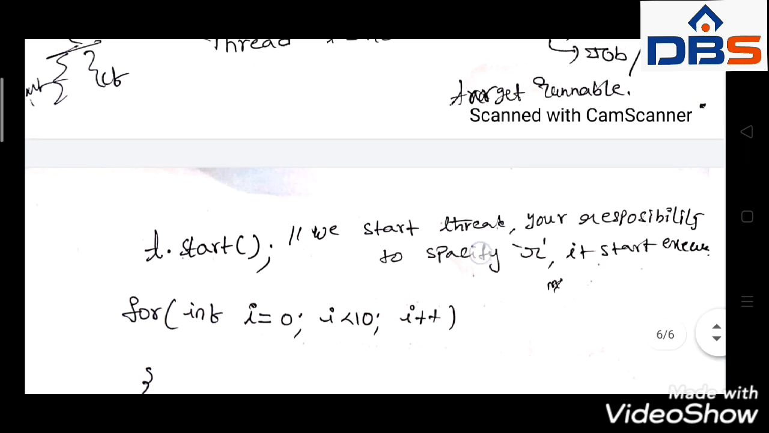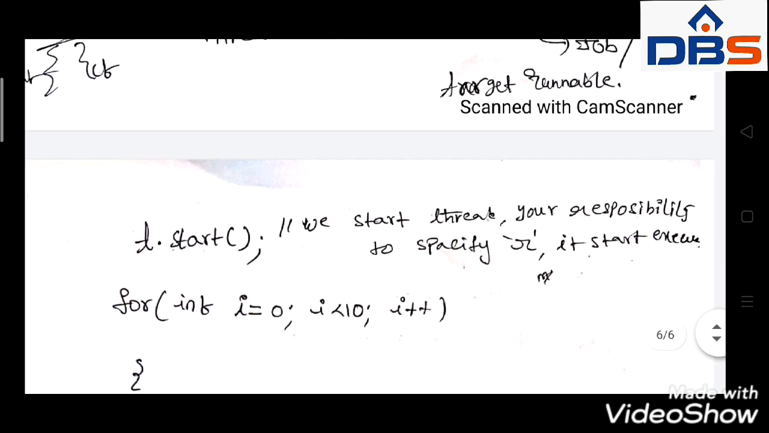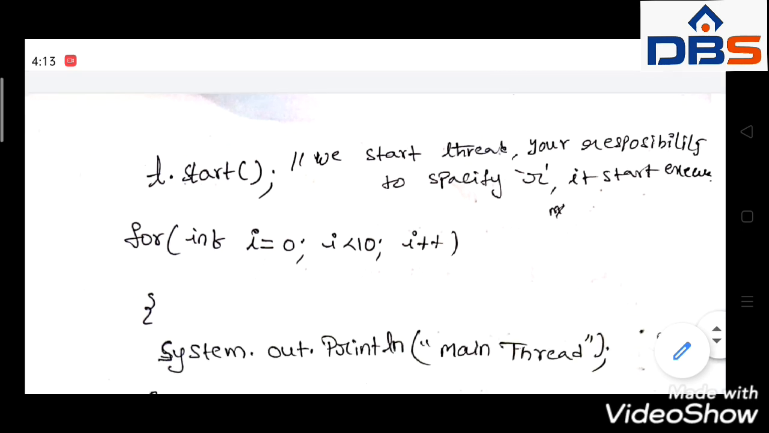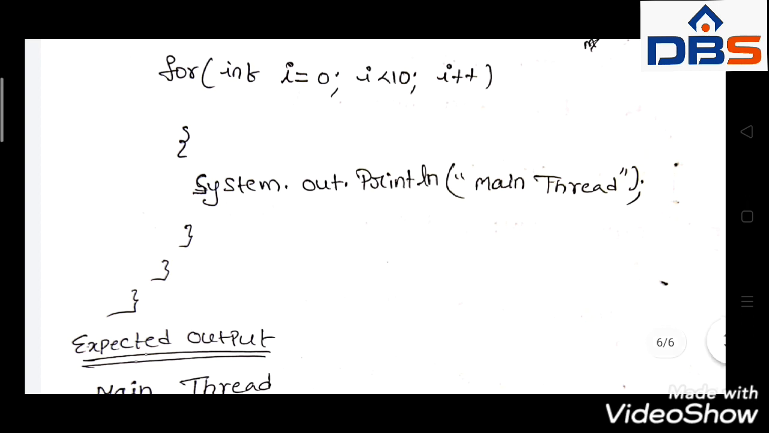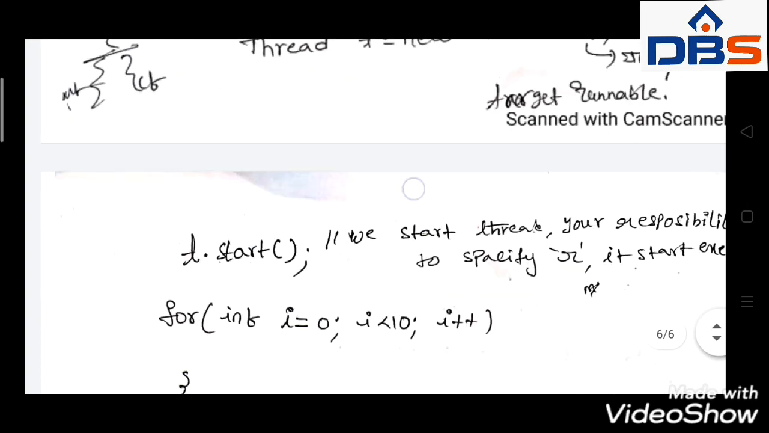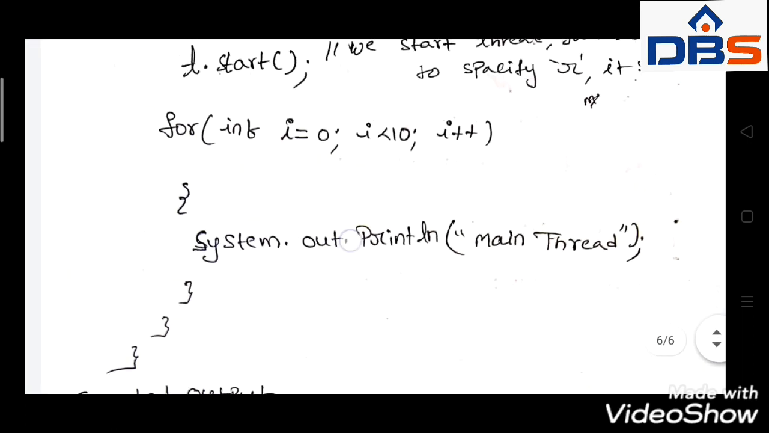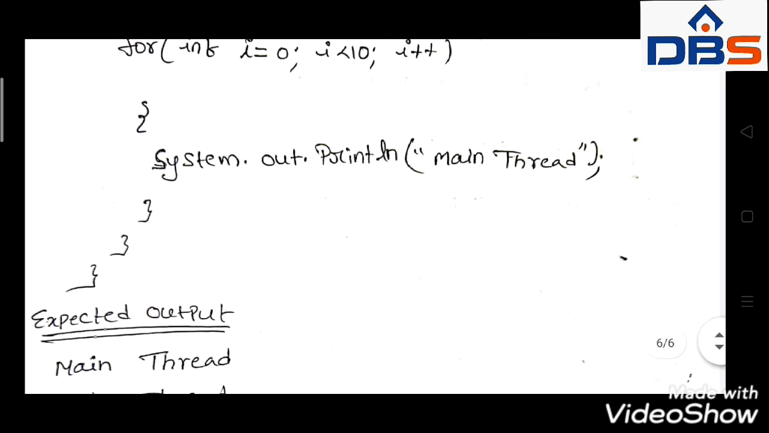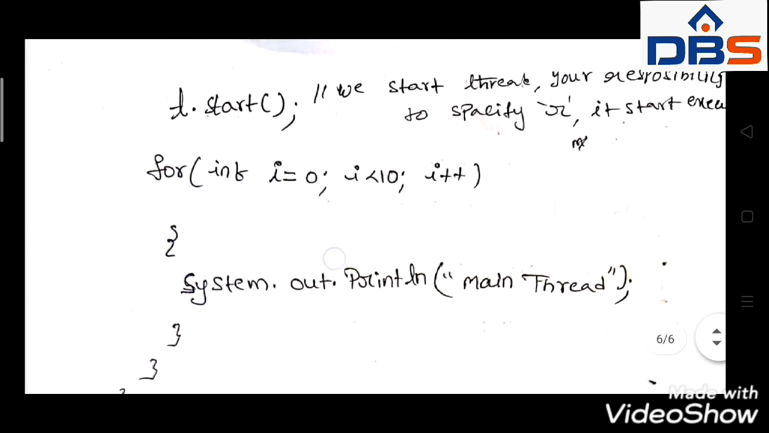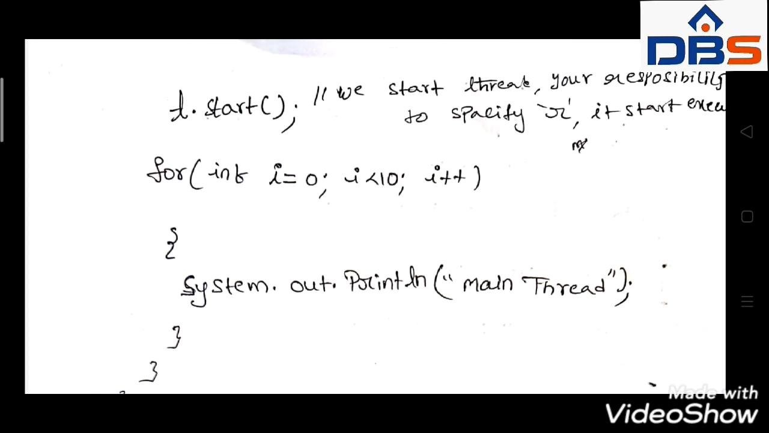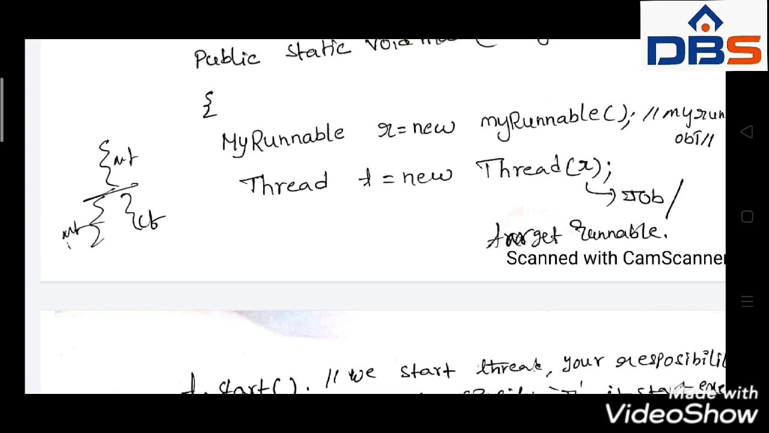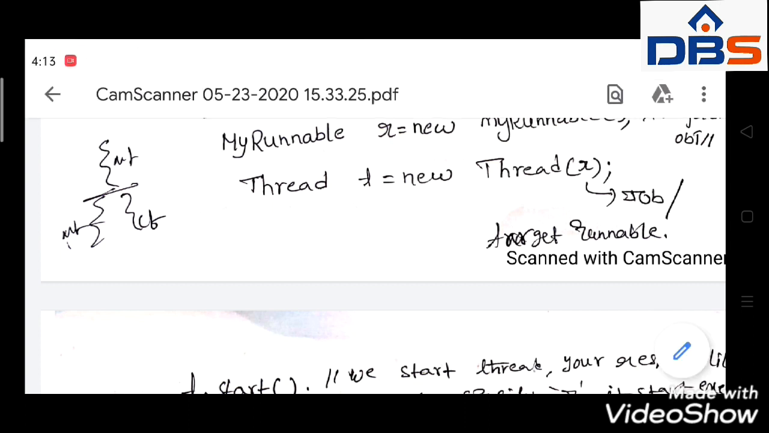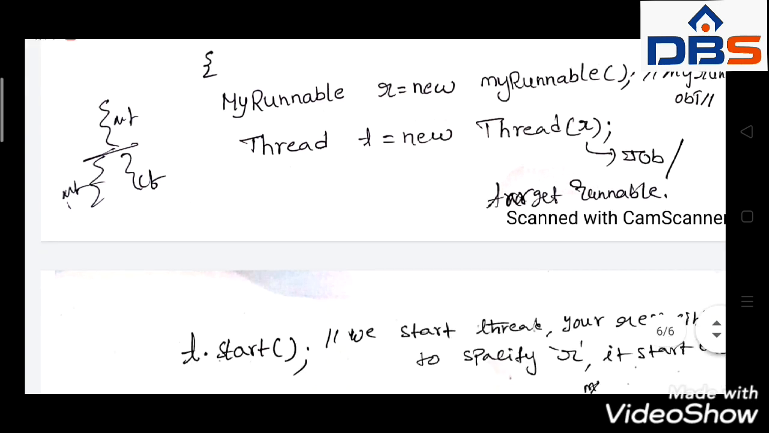So we start a thread. It is your responsibility to specify it, and it starts the execution. Then for int i = 0; i < 10; i++, you can write the logic. Whatever portion we have in this block is going to be executed by the main thread, as already explained. So who executes this portion? This portion is executed by the main thread.